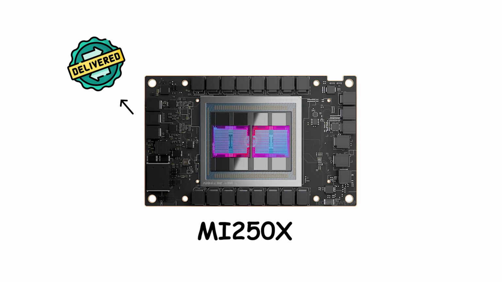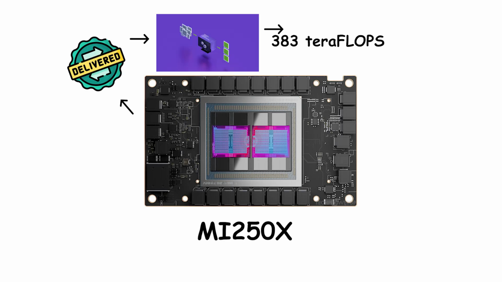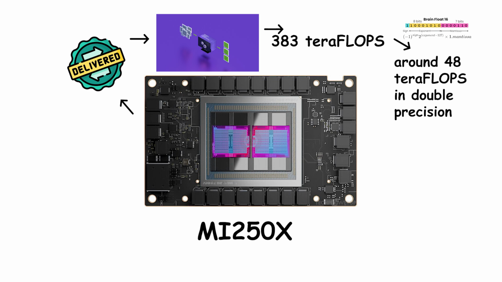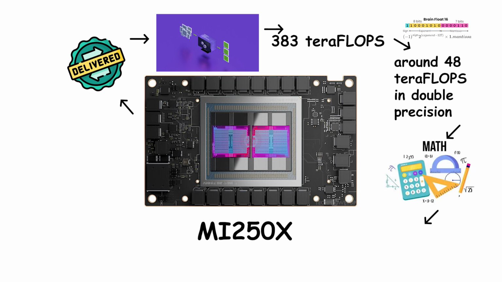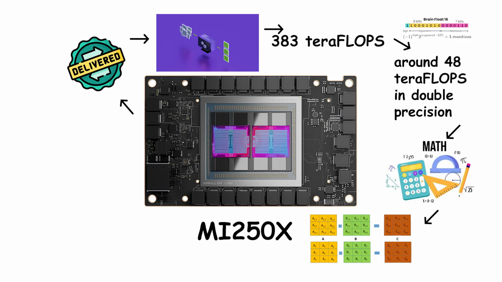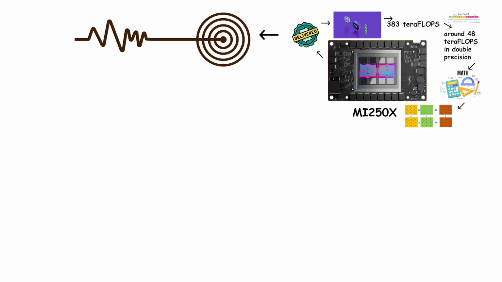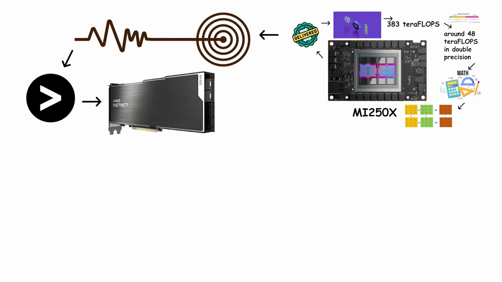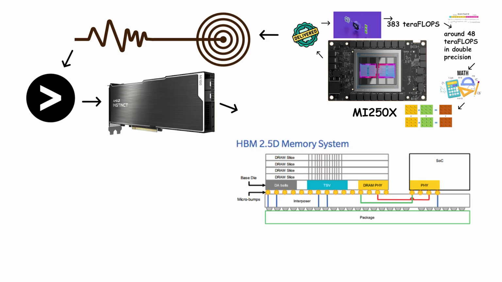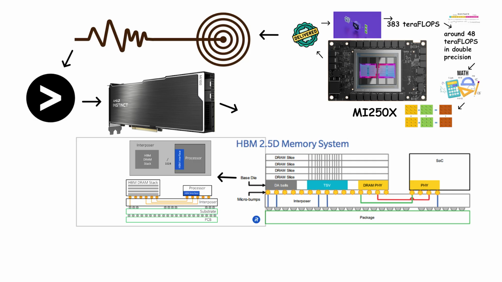The results were staggering. The MI250X delivered nearly 383 teraflops in half and brain-floating point precision modes, around 48 teraflops in double precision vector math, and about 96 teraflops in double precision matrix math. For context, that's roughly an order of magnitude higher than the MI100 in some operations. The memory subsystem used second-generation high-bandwidth memory, HBM2E, pushing around 3.2 terabytes per second.